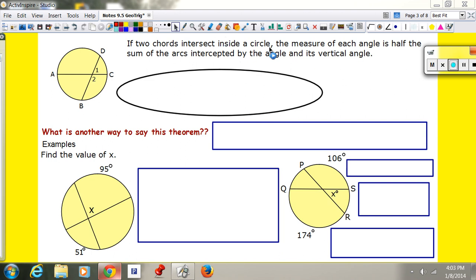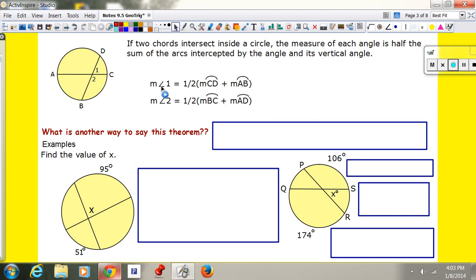Now, when you write it down, just try to look at it and understand it. But you might understand it better if you see the little equations here. Angle 1 is going to be the sum of CD, which is one vertical angle, and AB, which is the other vertical angle. So you add those two arcs together and then divide it by 2, you get the angle 1. Angle 2 is when you add these two arcs together, where the vertical angles are, AD and BC, and divide by 2.